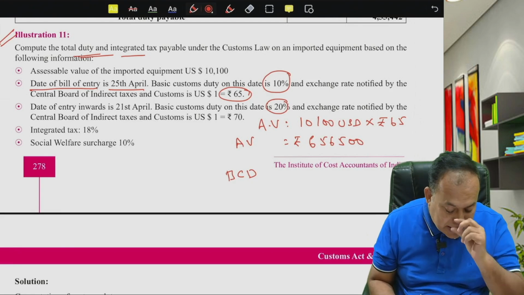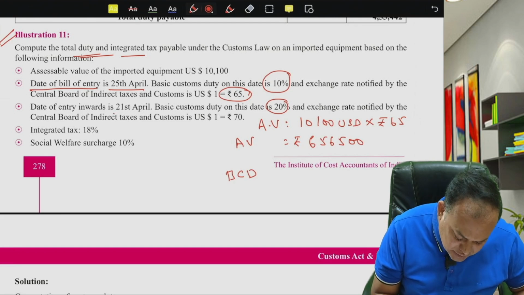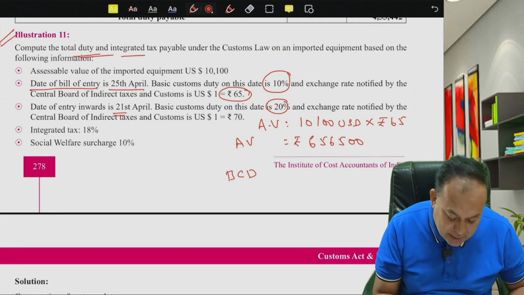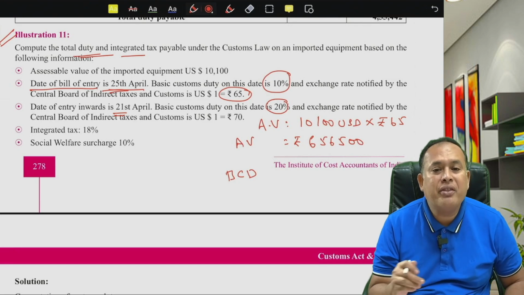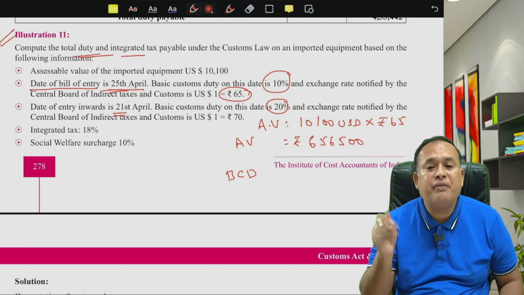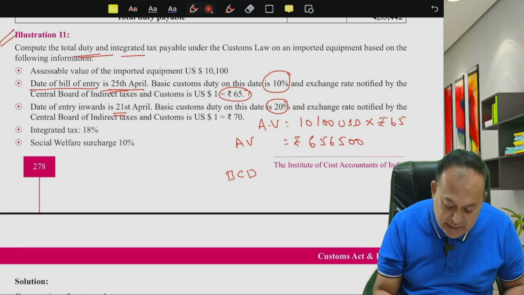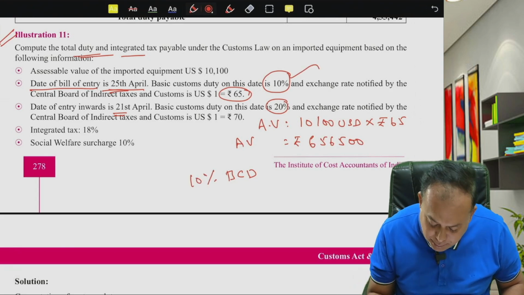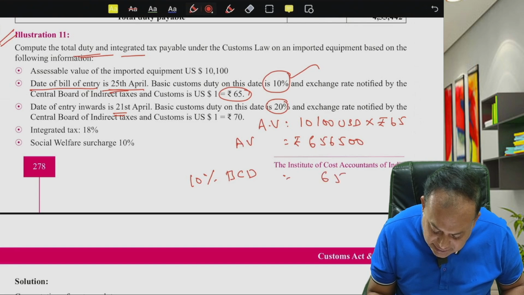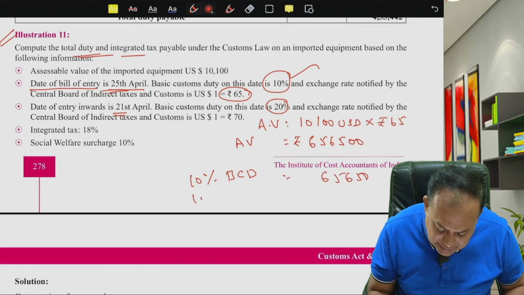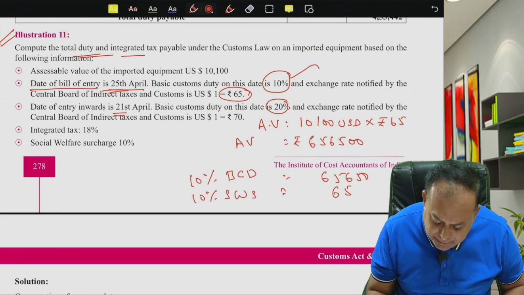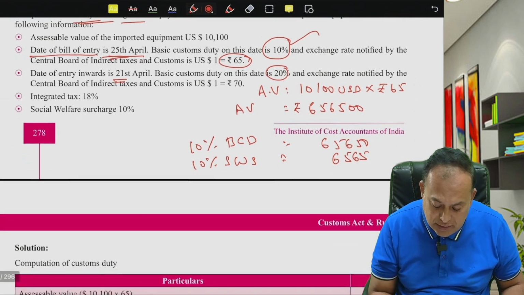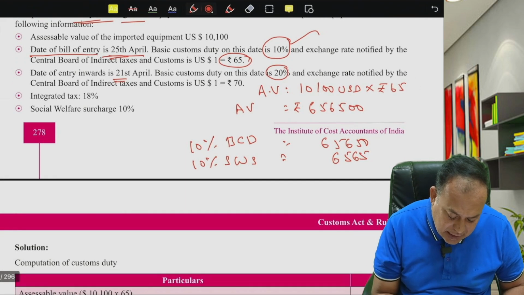Here, when was the entry invoice granted? On 21st April. When was the bill of entry submitted? 25th of April. Among the two, whichever is later, 25th of April is later. As on that date, what is the BCD? 10% is applicable. 10% comes to 65,650. Then 10% social welfare surcharge on BCD is 6,565. We got it. Now further, IGST is given here.